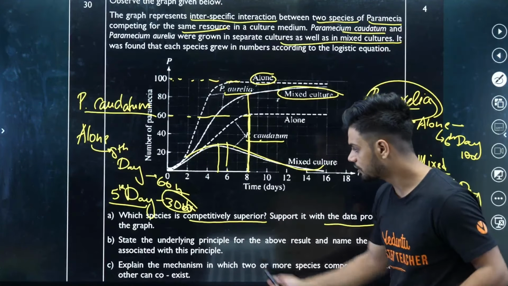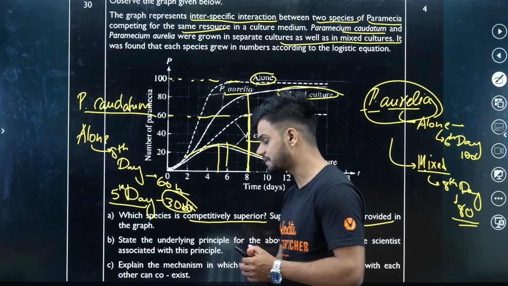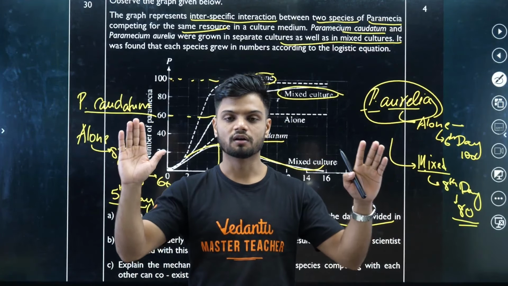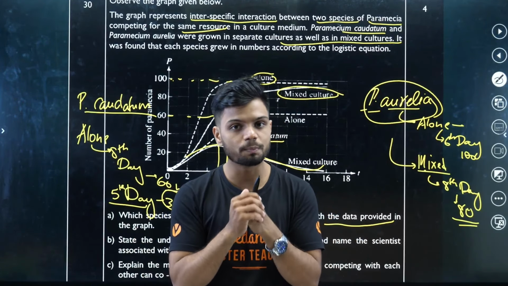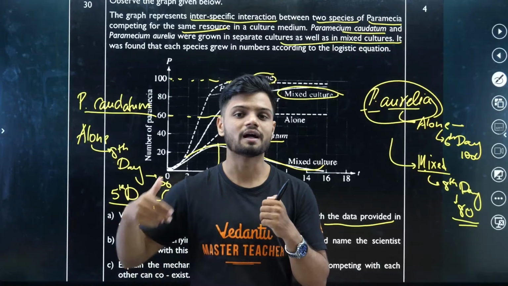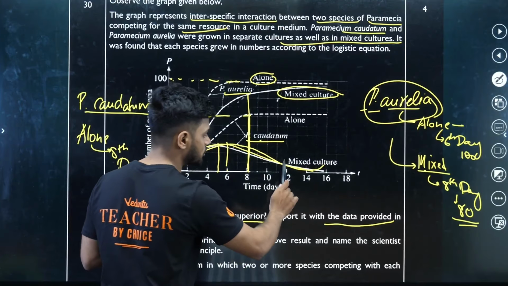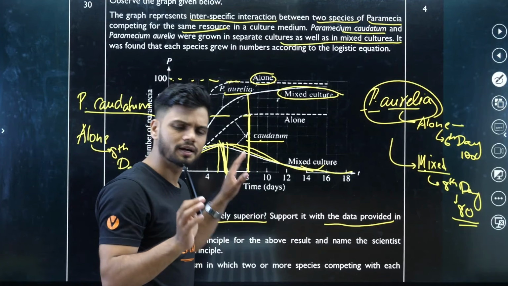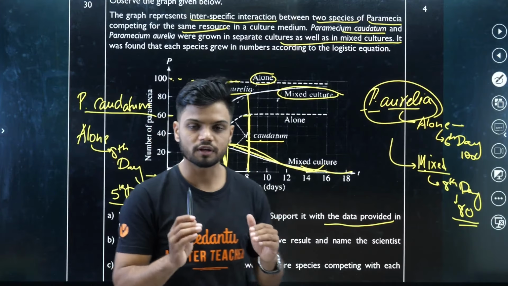Write all the data. Now, state the underlying principle for the above result and name the scientist associated with the principle. It's called the competitive exclusion principle, which states that when two species are competing together for the same resource, one of them which is superior will completely win, the other one which is inferior will not be able to survive, and eventually it will perish. Can you see? Eventually this one was not competitively able, so it was perishing. Initially it rose, initially when the resources are equal, good, it is able to survive. But as soon as the resources are coming down, as time goes on, the inferior one will perish.